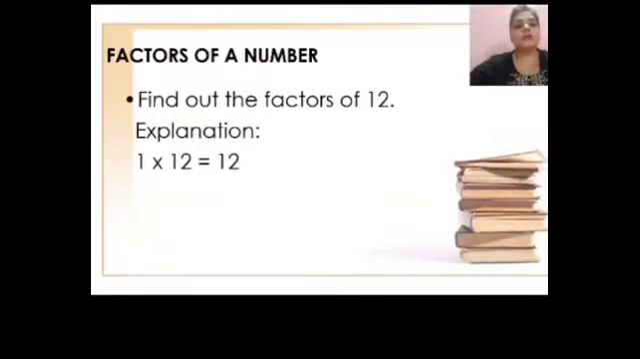So here 1 multiplied by 12 is equal to 12. 2 multiplied by 6 is equal to 12. 3 multiplied by 4 is equal to 12. So here we got 3 pairs of numbers that give 12 as their product. No other pairs of numbers give 12 as their product.